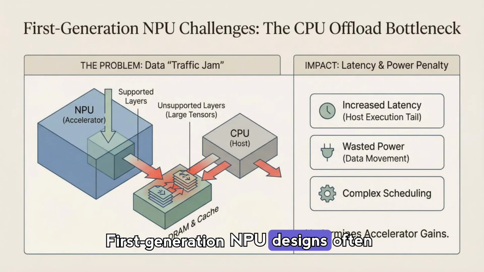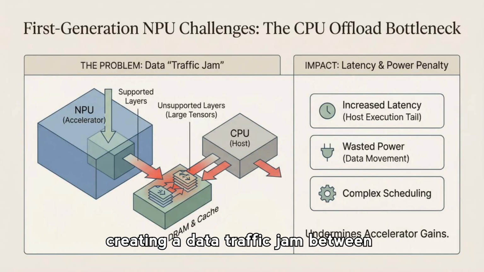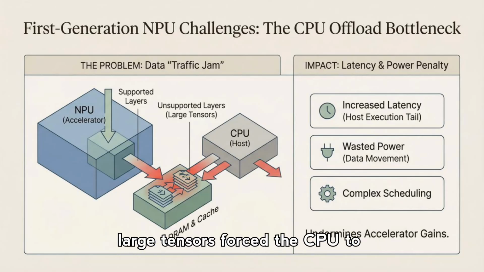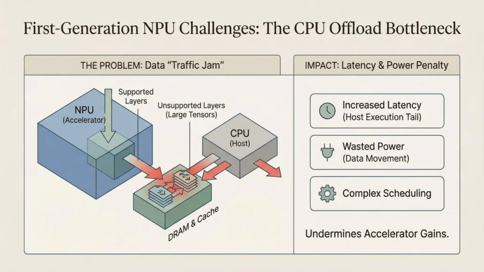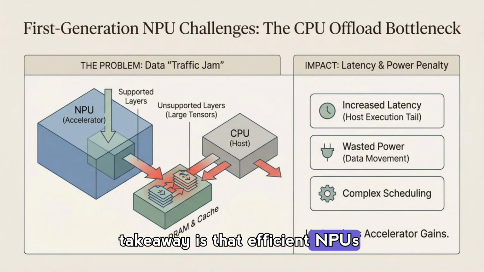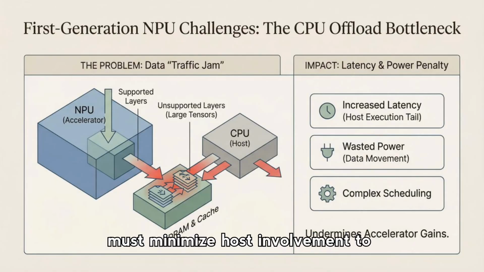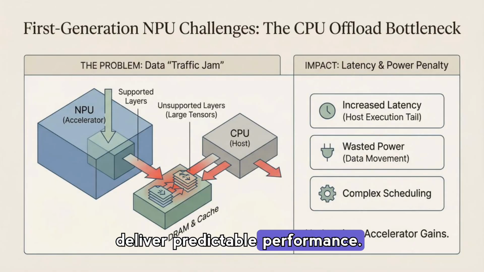First-generation NPU designs often ran into a CPU offload bottleneck, creating a data traffic jam between accelerator and host. Unsupported large tensors forced the CPU to intervene, increasing latency, wasting power on data movement, and complicating scheduling. The takeaway is that efficient NPUs must minimize host involvement to preserve accelerator gains and deliver predictable performance.